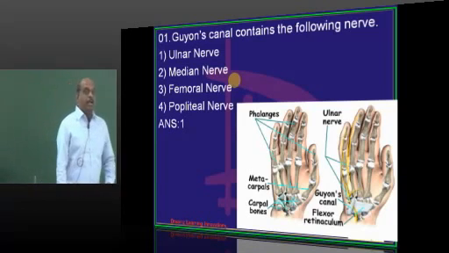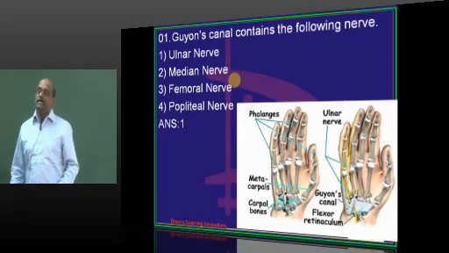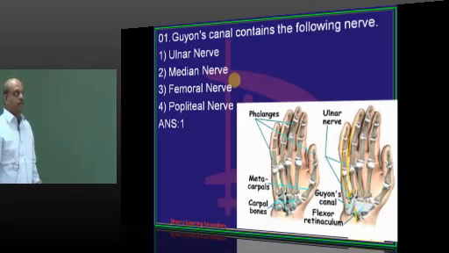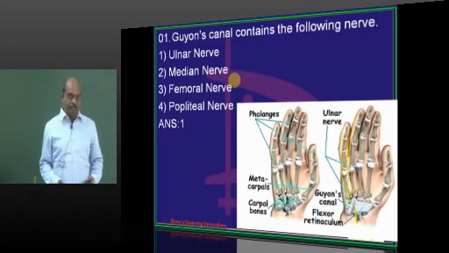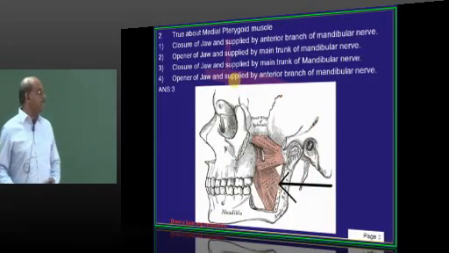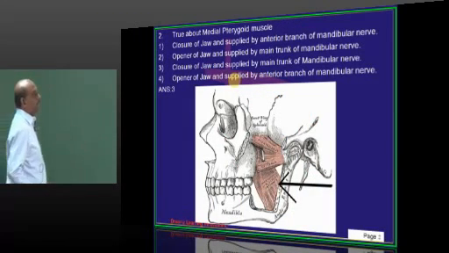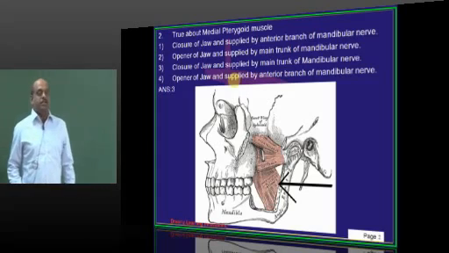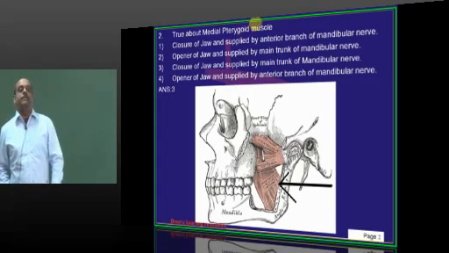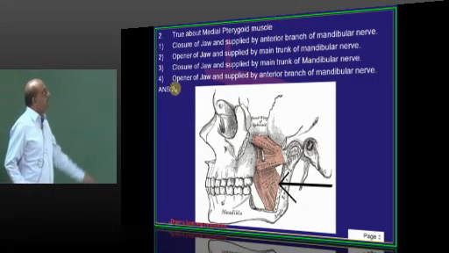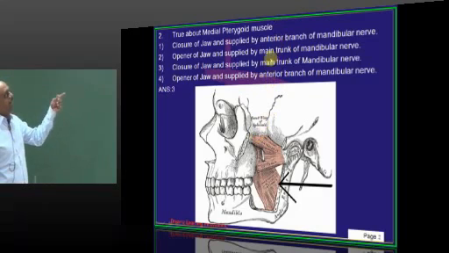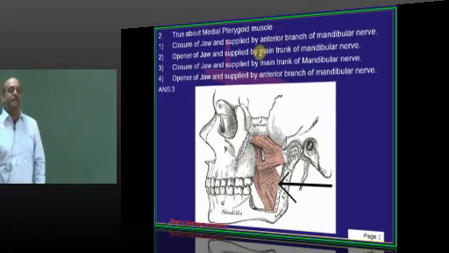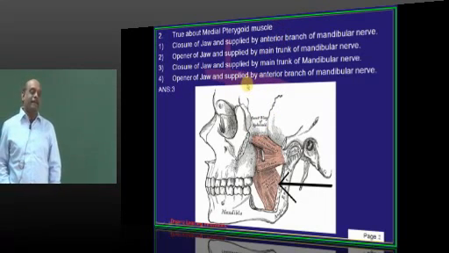Now, Guyon's canal basically contains which important nerve is a very important question. Ulnar nerve, one of the classical questions. Medial pterygoid, what is the function of the medial pterygoid? It closes the jaw, but the trick of the question is whether it is the main trunk, the anterior branch, or the posterior branch. It is a leg-pulling part of this question.